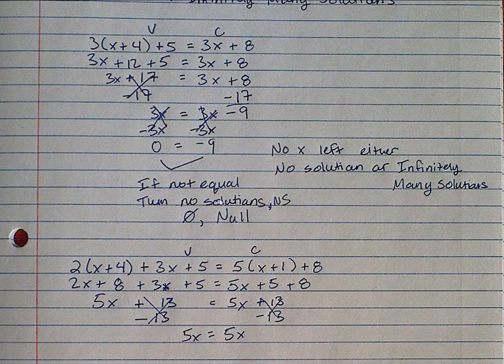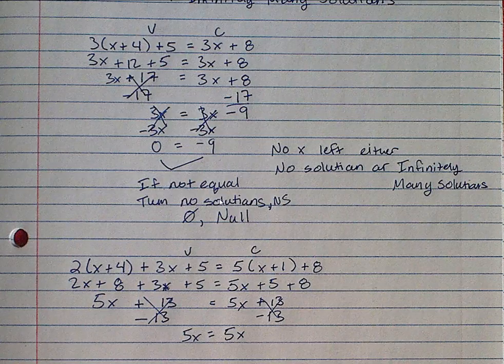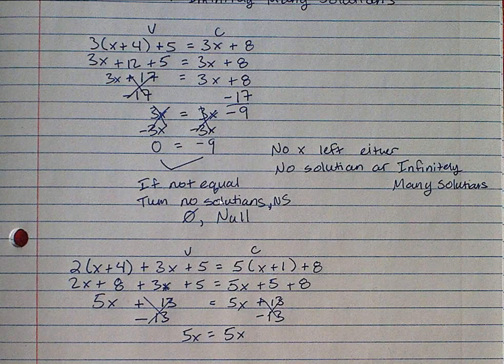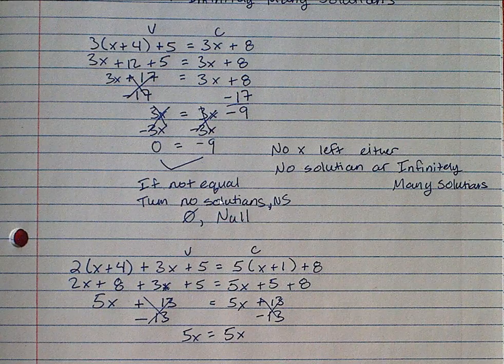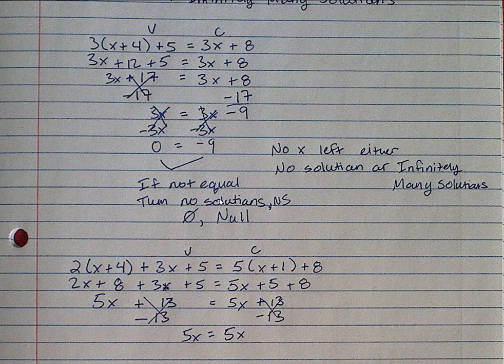So then one more step here. Mr. Comble, what do I need to do to both sides? Divide by 5. No, no, no. Not divide yet. How do I move 5x to the other side? Oh, subtract. So I'm going to minus 5x.